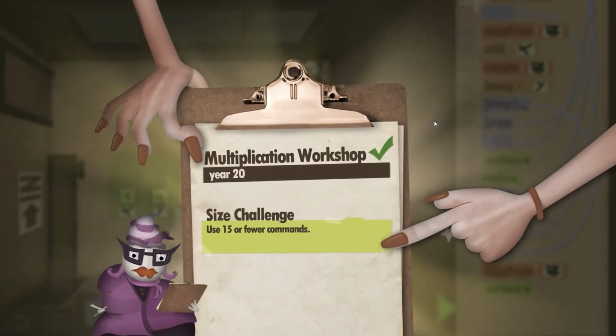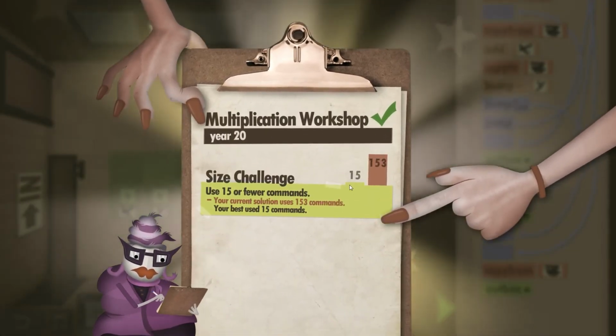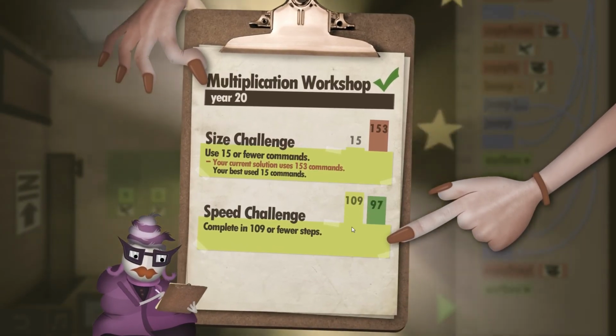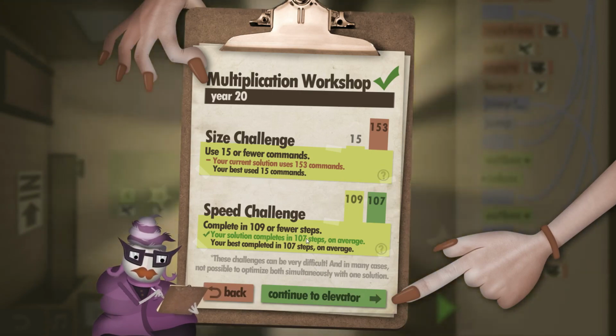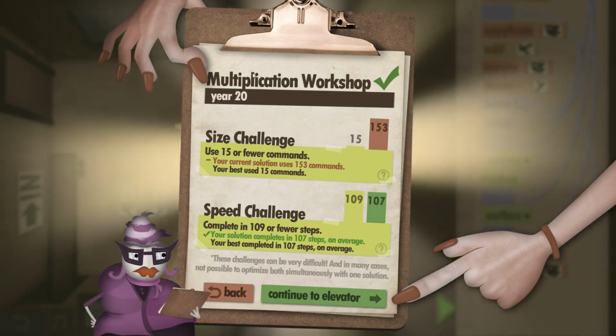So that gives us a lot more commands than 15, as you can see, but also exactly 107 steps, which is even below the maximum for the speed challenge. So yeah, that's the multiplication workshop.